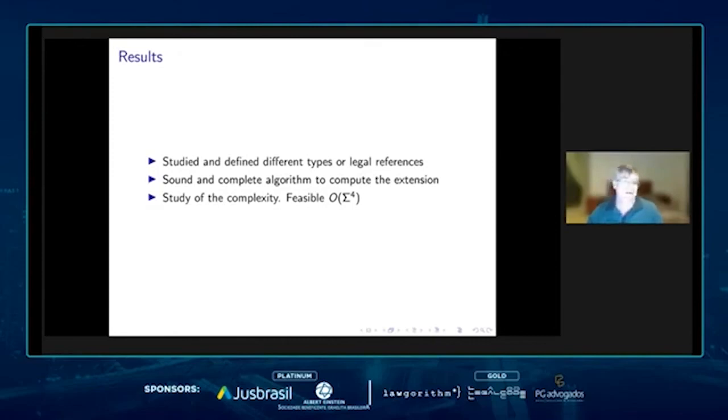Now, we don't really have any practical experiment to see whether the overhead, the fourth power, is really a problem or not. I expect it might probably not be a serious problem, but it's something we need to study more in the future.